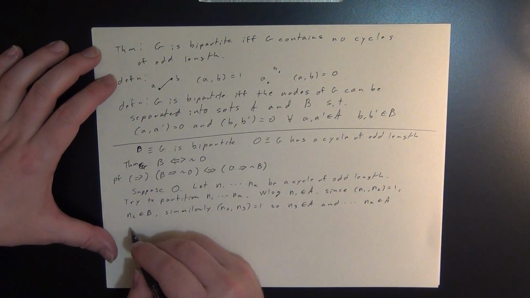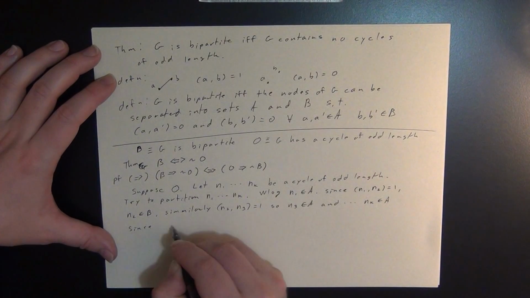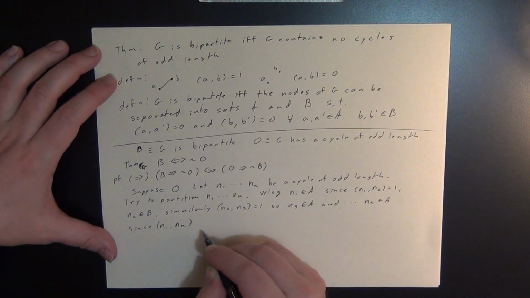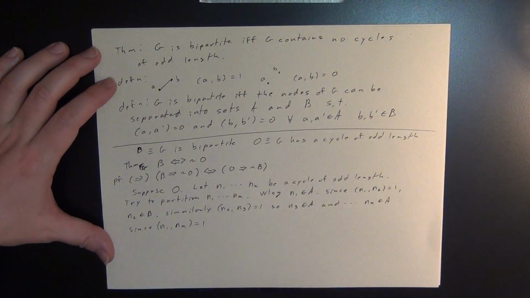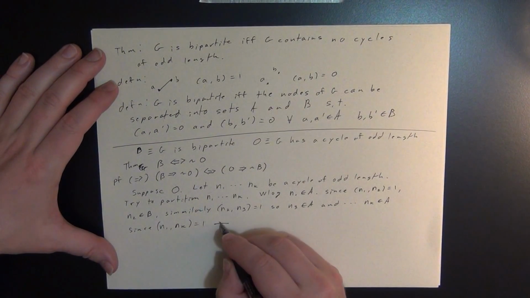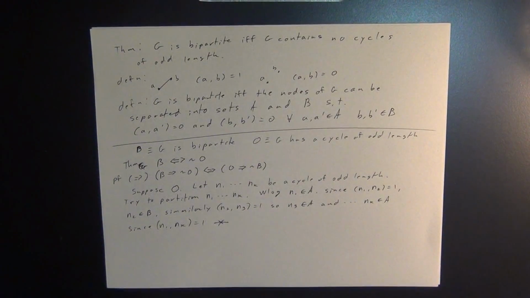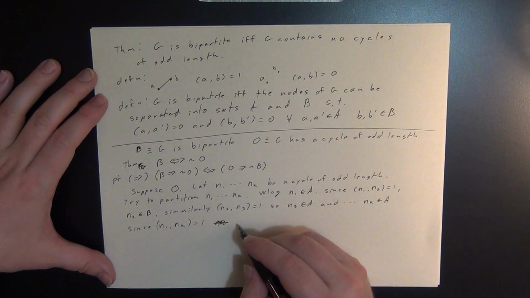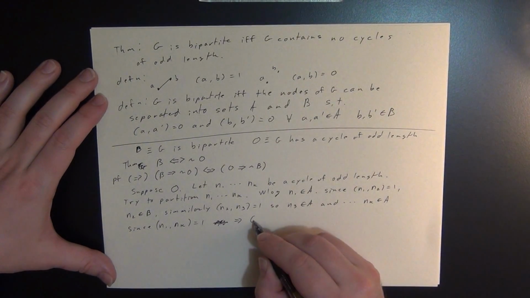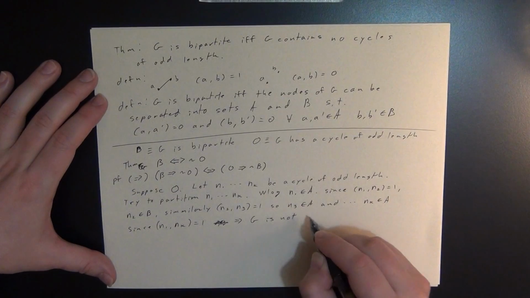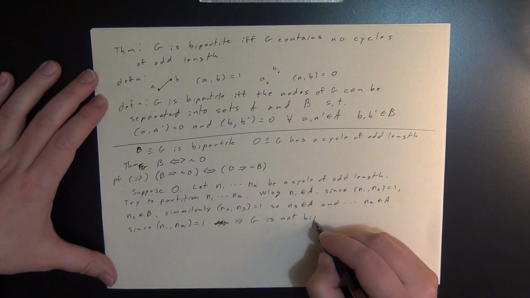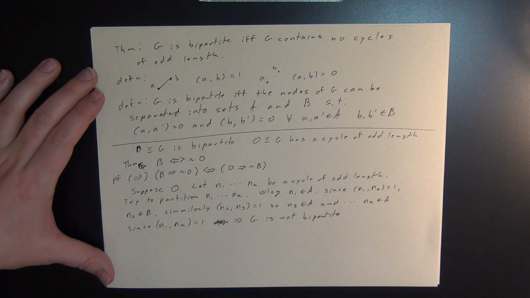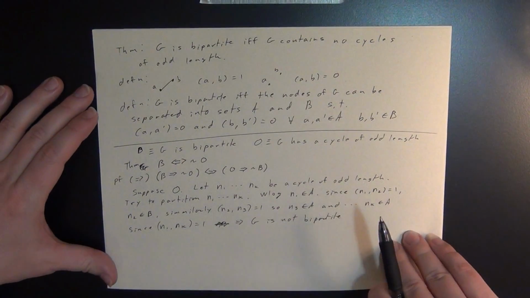Well, since n1 and nk are connected in the cycle, we have a contradiction. Alright, we have shown that G is not, well, not really a contradiction. We have shown G is not bipartite. Alright, so we've shown the forward implication.